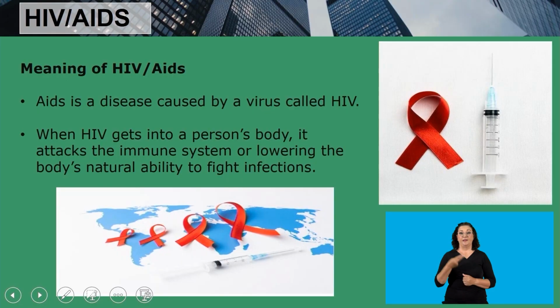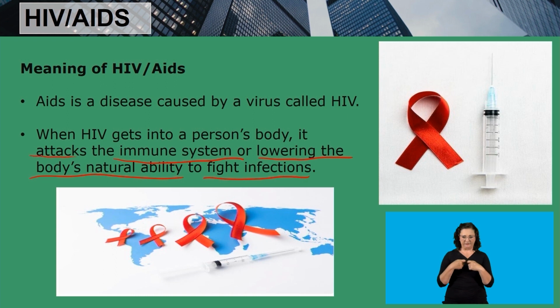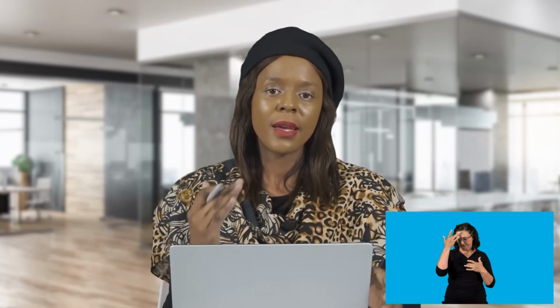When HIV gets into a person's body, it attacks the immune system, lowering the body's natural ability to fight infections. So basically, when the HIV virus, which is the human immunodeficiency virus, enters the body of a human being, it attacks the CD4 count, it attacks the immune system that fights all infectious diseases. So it lowers your immunity if you are infected with HIV. So meaning the body is no longer able to fight as it used to fight before you had the HIV virus.